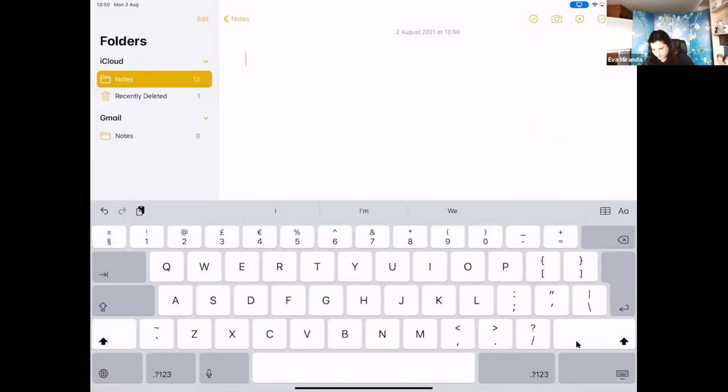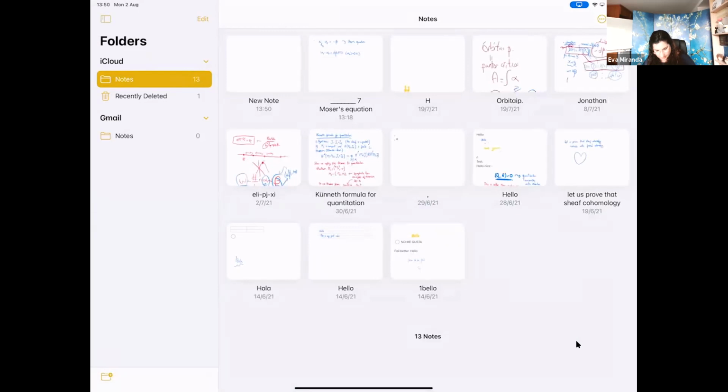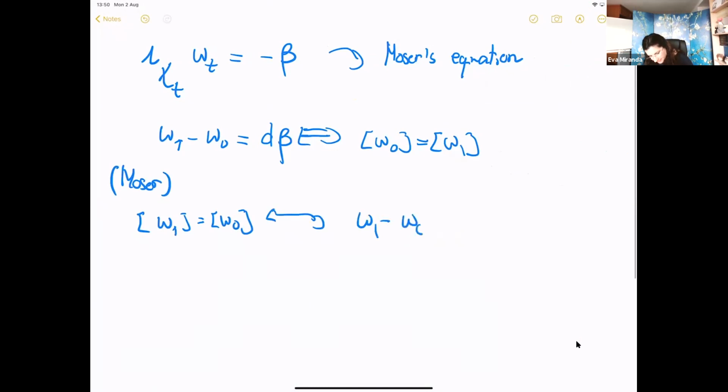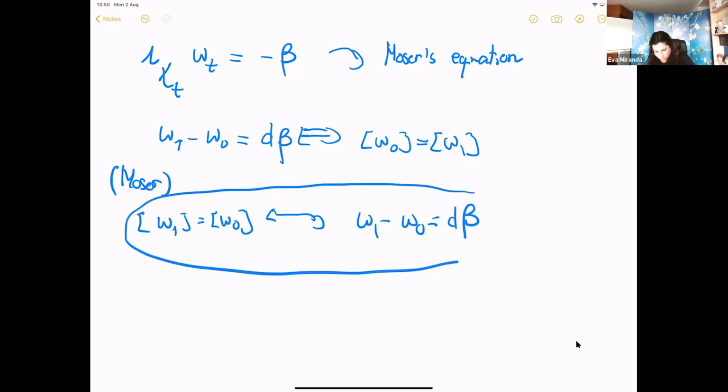Let me close this. I go to notes, and let me take this note here. I want to discuss the Moser equation. The situation is the following. I have two area forms, omega 1 and omega 0, which define the same class. As they define the same class, this is equivalent to saying that their difference is the differential of beta. This is what I have written here. That's the condition of Moser.